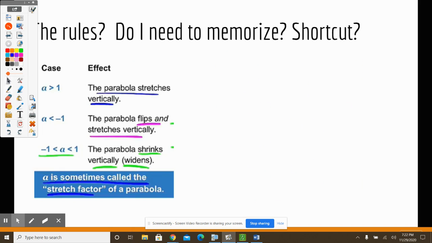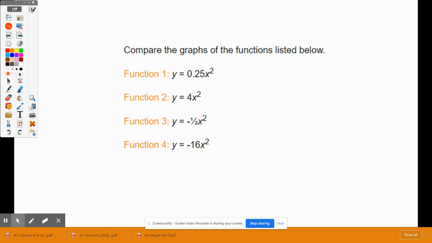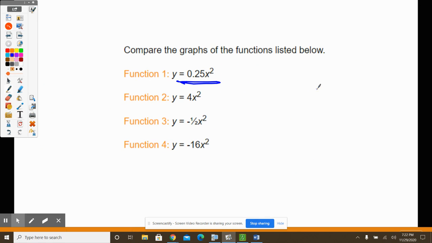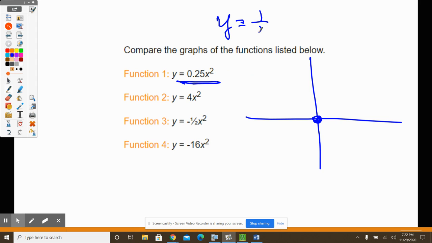Okay, so let's see what this looks like if I practice. Where are these points going to be? Okay, so I have my (0, 0). It's not moved left or right at all. So another way I can write that is y equals 1/4 x squared. So A is 1/4, which means it's going to get wider.